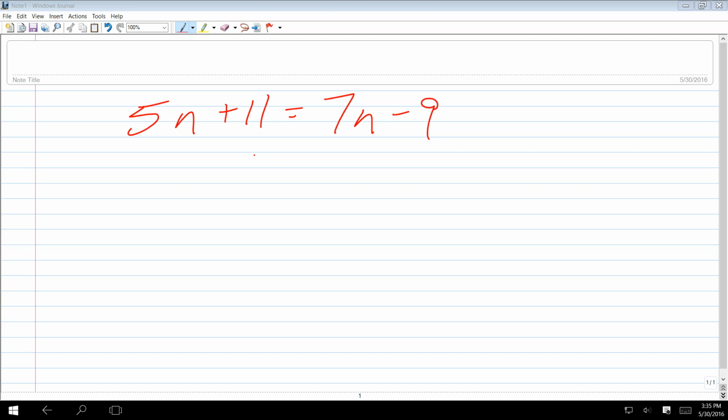2n equals 20. Okay, so really the 20 is going to be over there, right? I just like having my variable on the left side. Okay, nothing wrong with that. Obviously, if 20 equals 2n, then 2n equals 20. Okay, and n equals 10. All right, let's do another one.